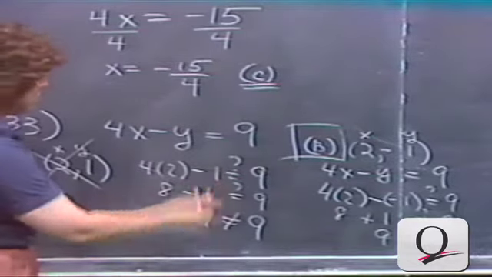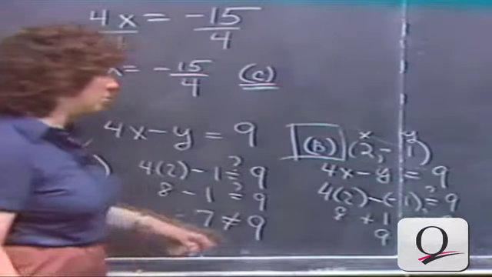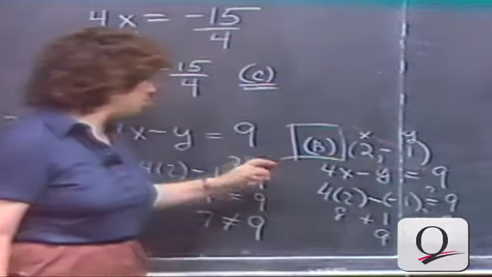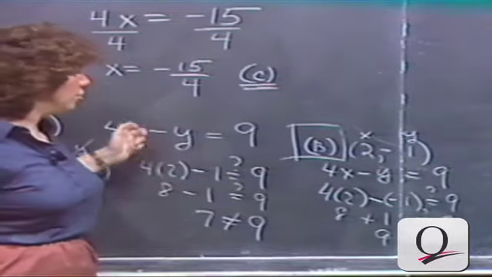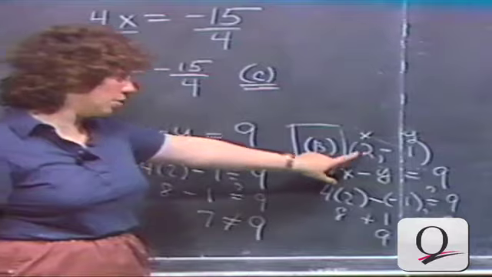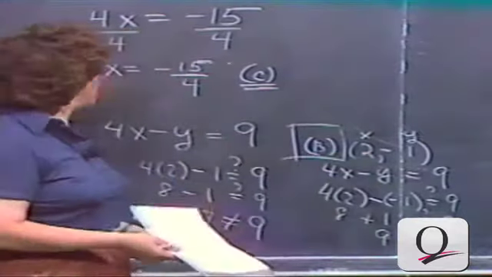So (2, -1) is a point on this line because when you let x be 2 and y be -1 and plug into this equation, you get a true statement. But remember, the first one should be the x value, the second one should be the y value.